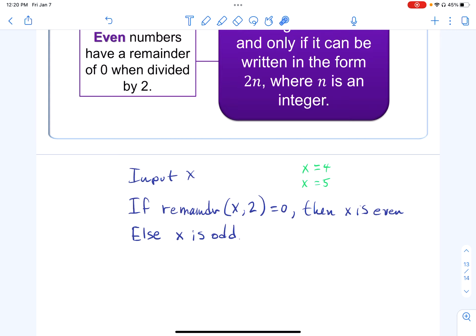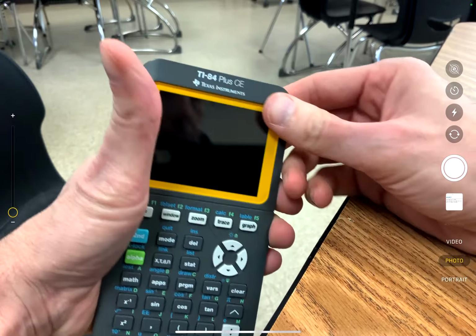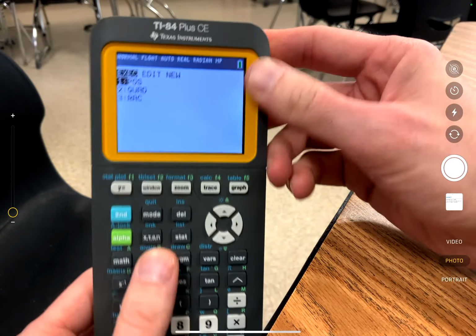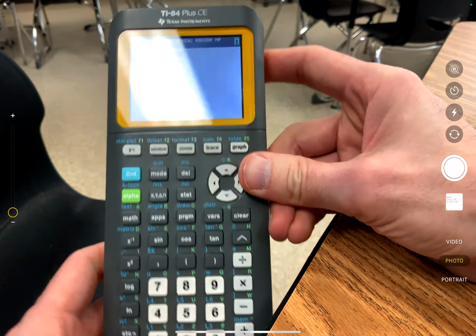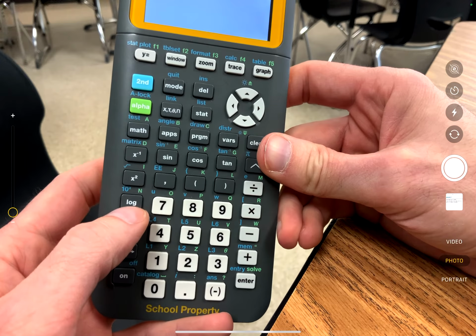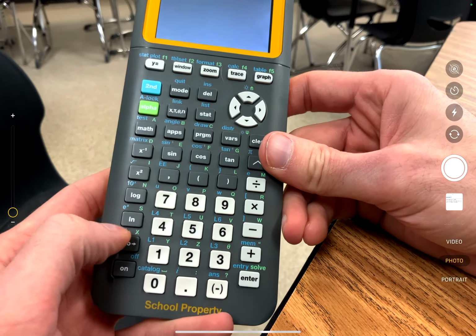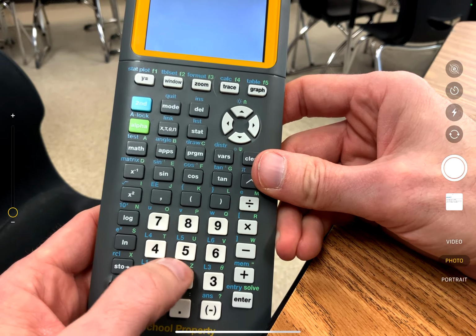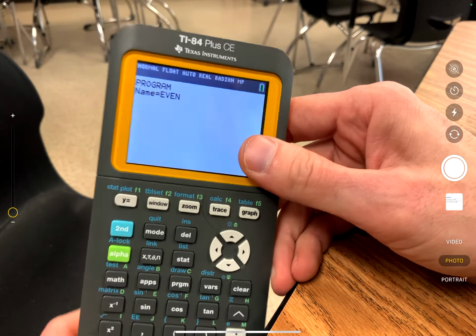All right, so let's start coding this. Pull up the camera in the calculator so you can see it. Okay, we'll have to start a new program. Do a new one. Name the thing. It's alpha locked already. I don't know, maybe I'll just call it E, V, E, if I can only find the N. Even. I'll call it even.